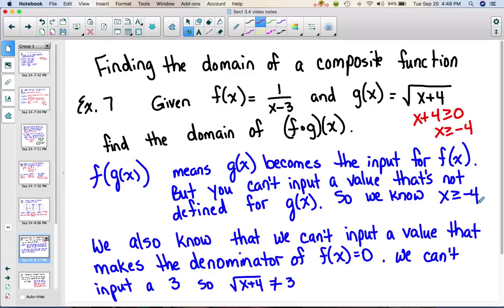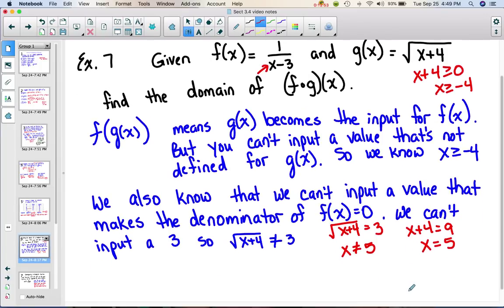Well, I also know that I can't input a value that makes the denominator of f of x 0. So f of x is 1 over x minus 3. I can't input a value that would be equivalent to a 3. So we can't input a 3, so then we take g of x and we say it can't be equal to 3. So if I see what that value would be, if I square both sides, I get x plus 4 equals 9. So x equal to 5 would make that true. So I have to say that x cannot be equal to 5. I have to exclude that.